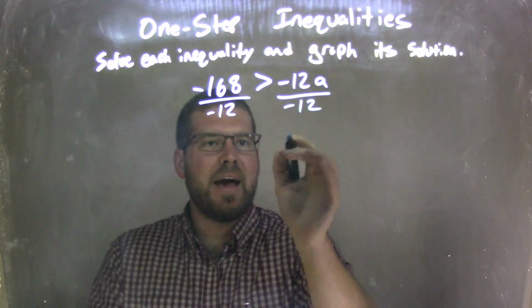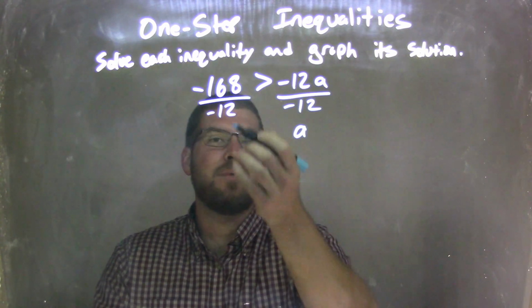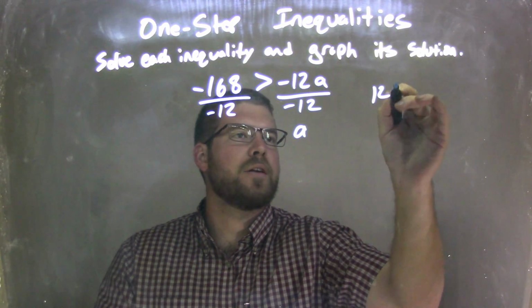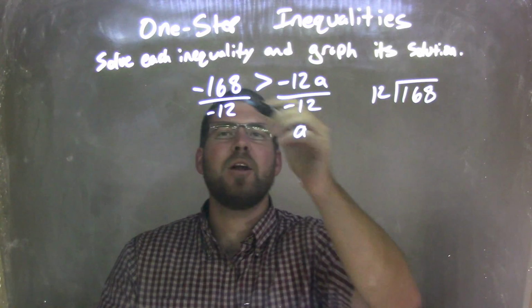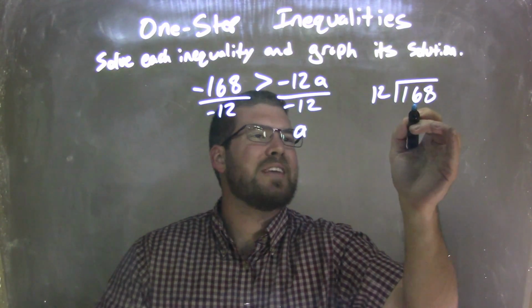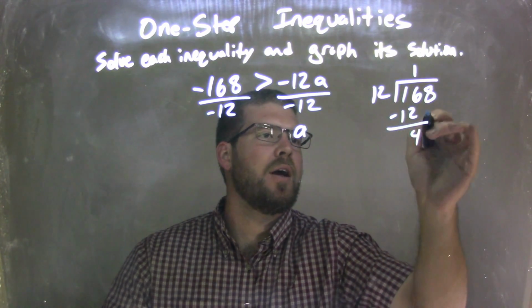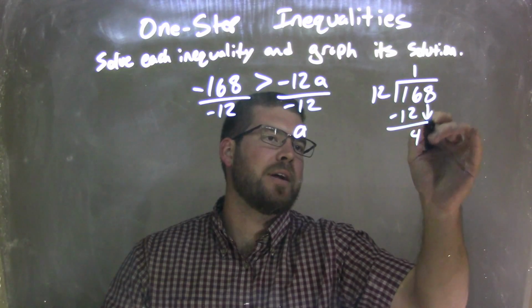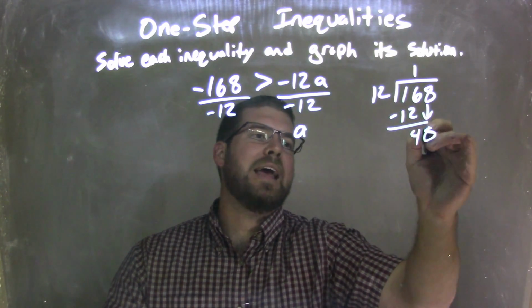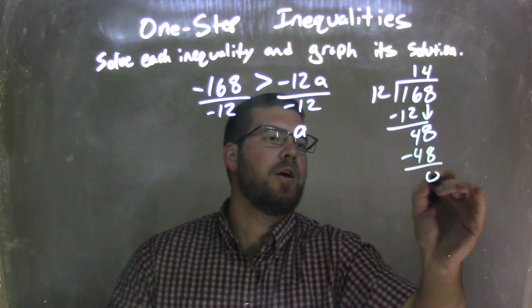In doing that, I'm left with a on the right. And on the left-hand side, I have to figure out how many times 12 goes into 168. So let's do some long division, 12 into 168. And we know a negative divided by a negative is a positive, so it's going to be a positive answer. 12 goes into 16 one time. 1 times 12 is 12. Subtract them, 16 minus 12 is 4. Bring down the 8. 12 goes into 48 4 times. 4 times 12 is 48. We subtract them, we get 0.